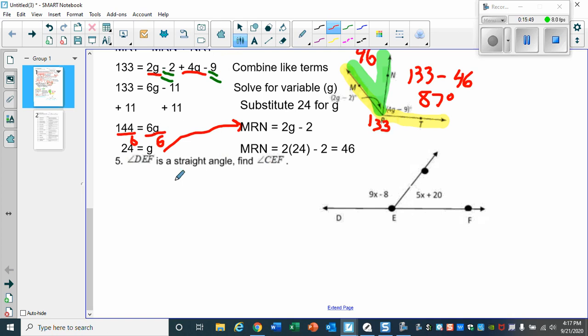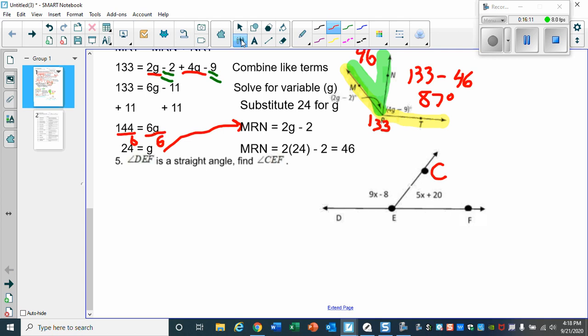Okay, next one. DEF is a straight angle. Find CEF. Well, this point right here was C, so I do apologize if you weren't sure where C was located. So that's why I'm probably going to give you one extra class period to do this.